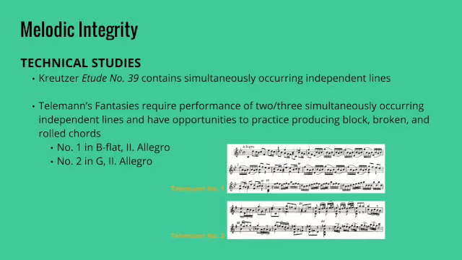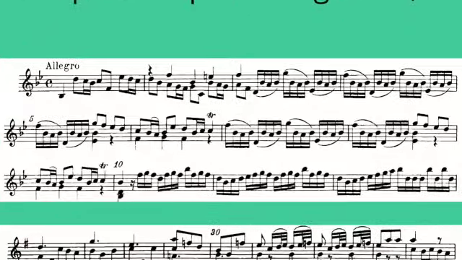All right, so let's look at the first example, number 1 in B flat. And you'll notice that we do have melodic lines that are accompanied by either a single note or by double stop. So you get this double stop or triple stop event happening in this piece.